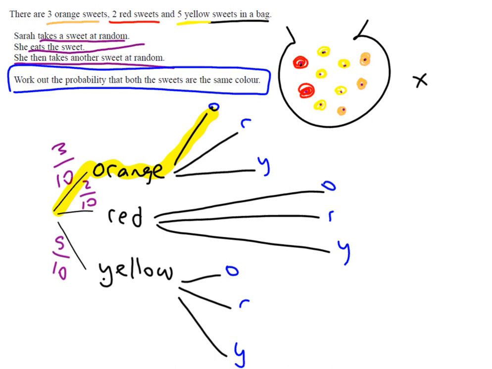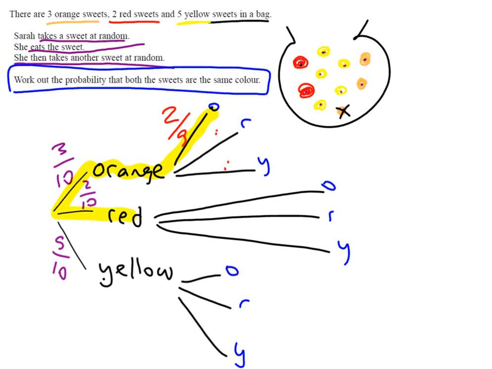We've taken an orange out, so there's 9 sweets left, and 2 of them are orange because you've eaten 1 of them. So that's 2 out of 9. Yes, I know we can do the others. 2 out of 9, 5 out of 9, but we don't need to. We don't need them in the question. So there's no point making extra work.